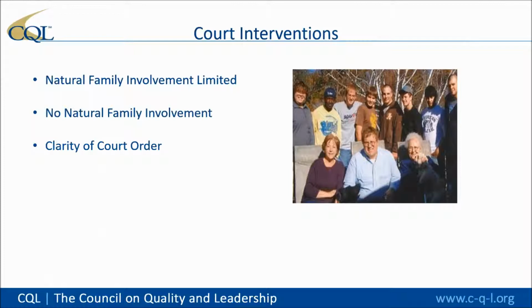So, for example, the child or young person does not choose where to live, but health, safety, and freedom from abuse and neglect are enhanced by placement. Neither the child nor the family might be satisfied with the services, yet other outcomes are enhanced. So to help the person be safe and free from abuse and neglect, sometimes they might not get to choose where and with whom they live. So when we talk about children and youth who do have court interventions, we need to consider that the natural family involvement may be limited. There may be no natural family involvement. And also really need to understand and review the clarity of the court order.